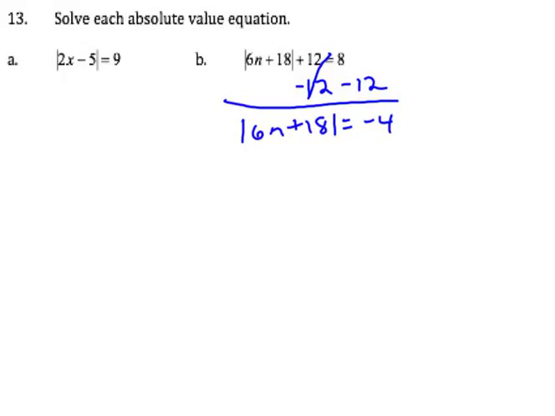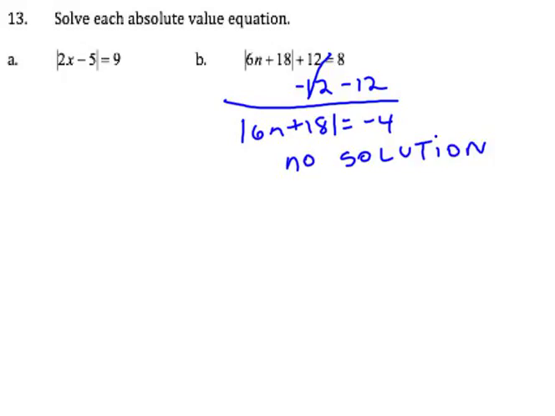So let's think about this one a minute before we begin. If I have the absolute value of 6n plus 18, no matter what n is, once I multiply it by 6 and add 18 to it, then take the absolute value, the answer is not going to be negative because an absolute value has to be positive. So that tells me that there's no solution to this equation. Without even doing any work, I can see that there's no solution.